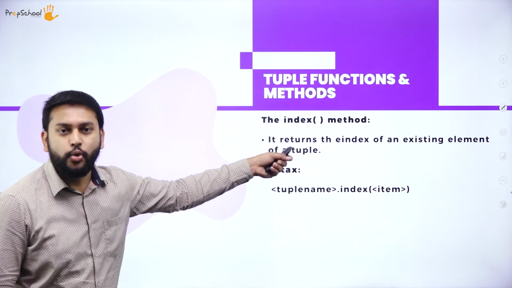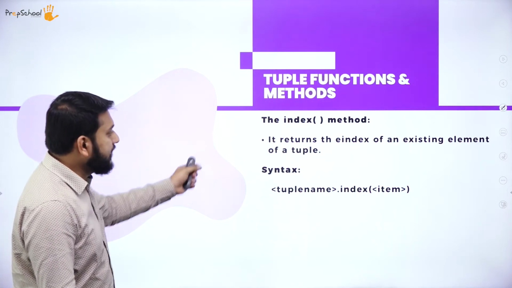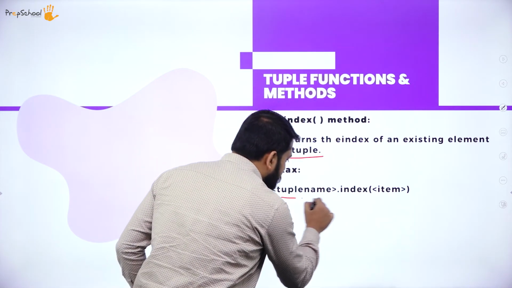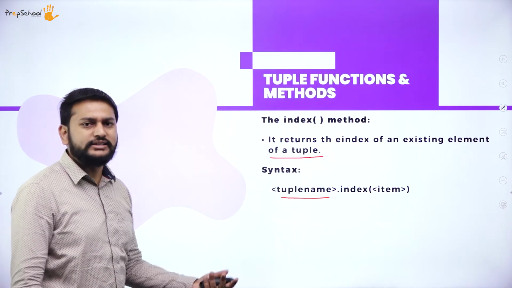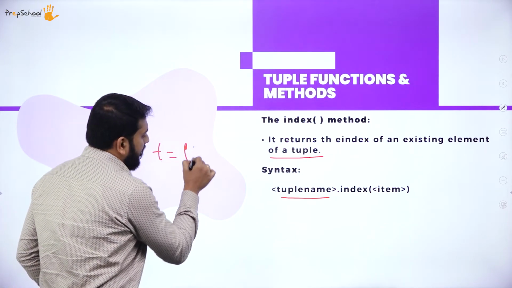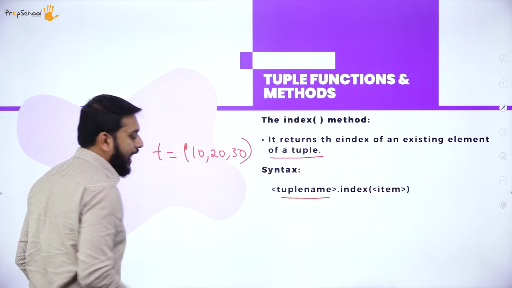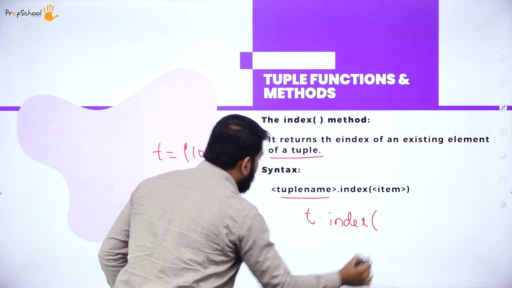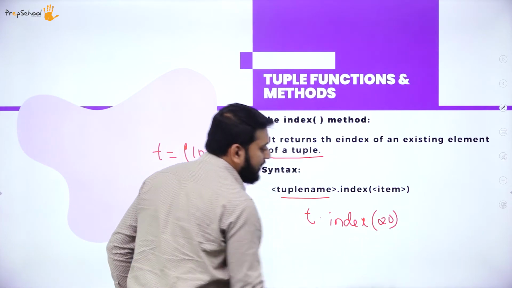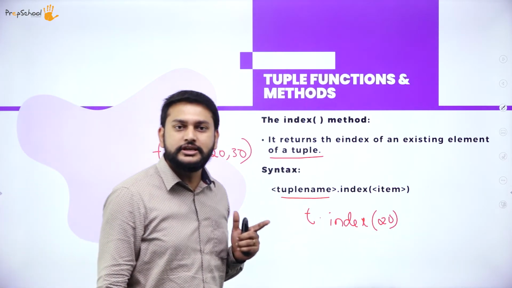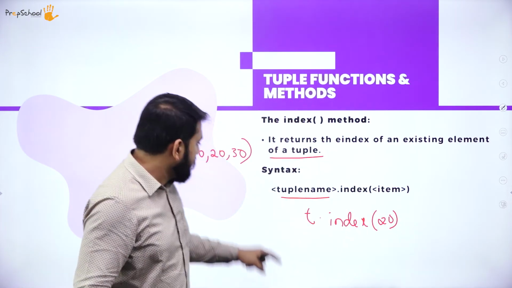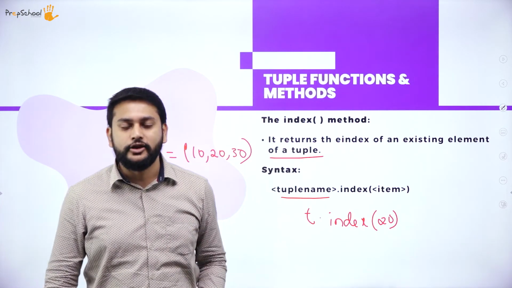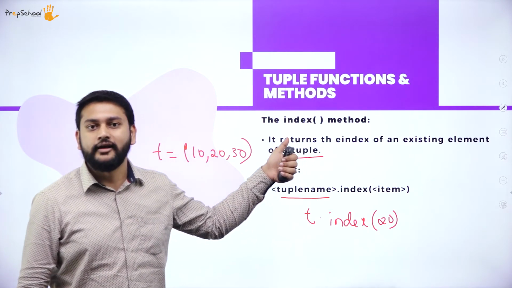I have the index method. Why do I use this index method? Please observe, it returns the index of an existing element of the tuple. I have to write the tuple name dot index and an item. Say for example, I have t = (10, 20, 30). So the tuple name is t, dot index, and I'll just write 20. So I'll get where exactly I have stored 20 in the tuple t. I will get the index of that particular value, whatever I have written. To get the index of that value, I will be using this method, is what you need to understand, right?